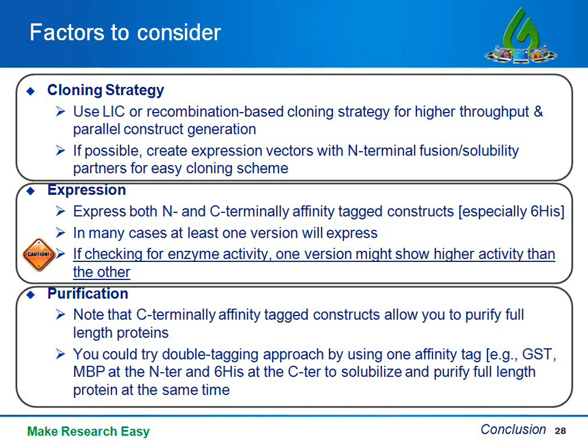Note that if you're checking for enzyme activity, one version might show higher activity than the other. Also, a C-terminally tagged construct will allow you to purify full-length proteins, and you could also try a double tagging approach by using a solubility partner at the N-terminus and an affinity tag at the C-terminus to solubilize and purify full-length protein at the same time.